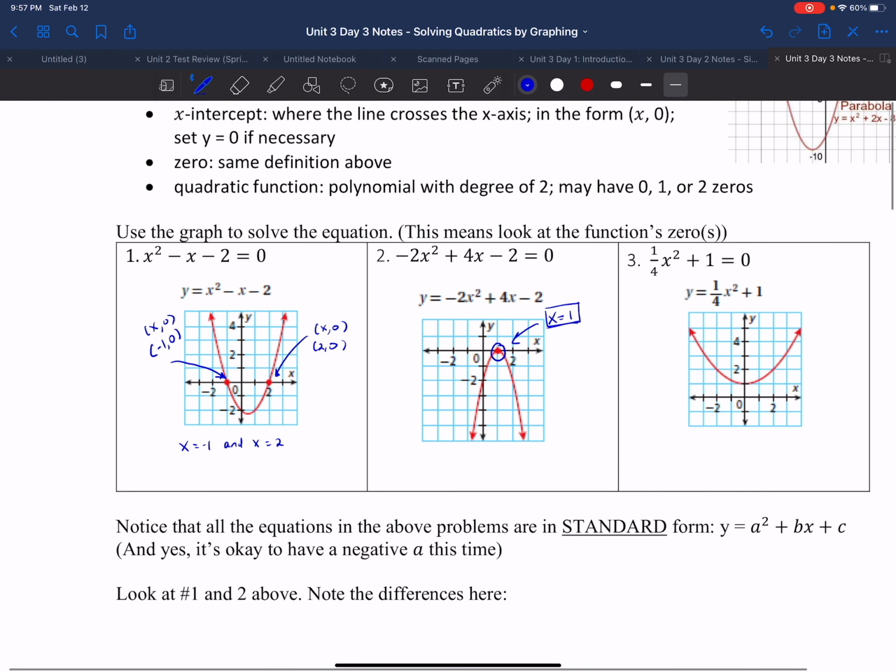What I want you to notice is we have a parabola that's facing up, and the other one is facing down. I want you to keep note of it. Why are they so different? Take a look at number 1 and 2 and think about that for a bit. Pause and just think about why that's the case.